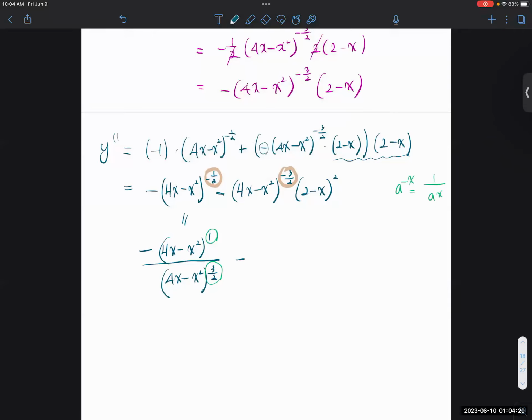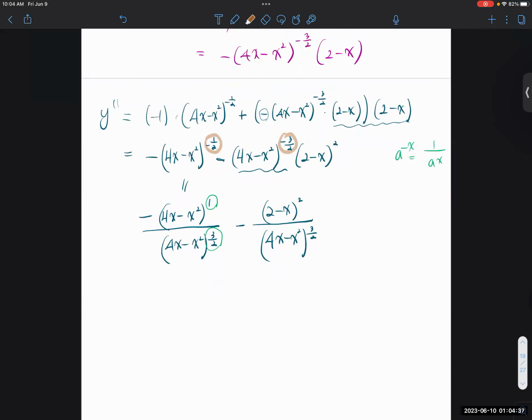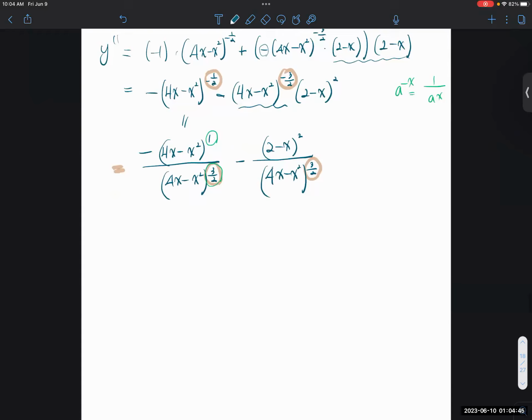Minus, same thing. We have 2 minus x squared in the top, and then this one is going to be in the bottom, so that I can have the same denominator. Okay, so now they have the same common denominator by converting like that. So what can we do? Now I can combine it.